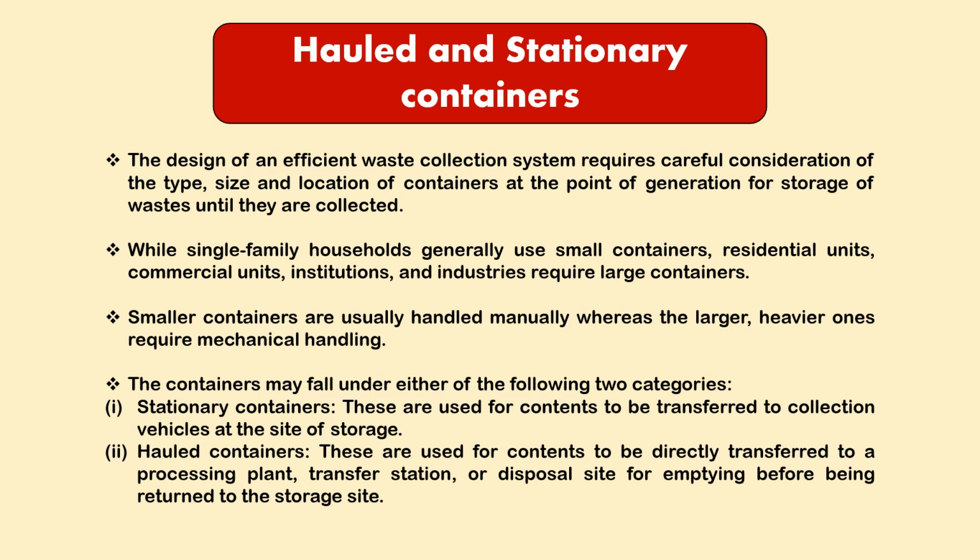First of all, if you're going to collect waste materials, then we will require containers that we can use to stuff the waste materials and move from one place to another. Based on that, we have two types of containers, that is hauled and stationary containers. The stationary containers are those which are used to dump waste which can be transferred to the collection vehicles at the site of storage.